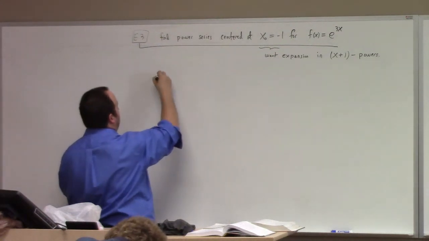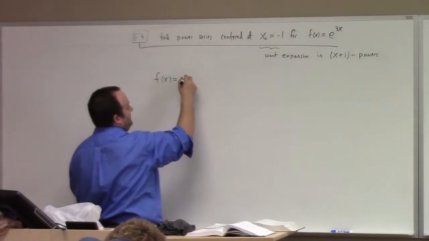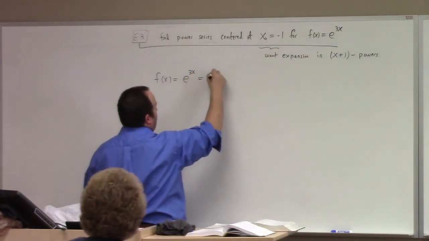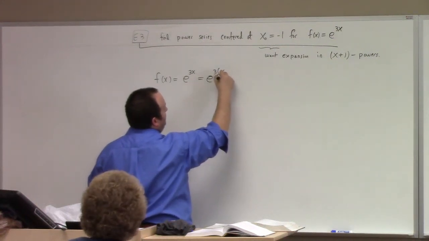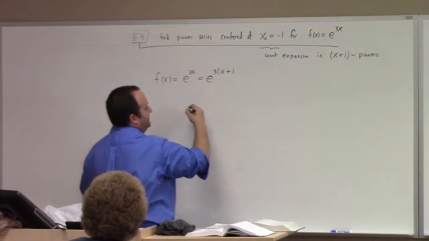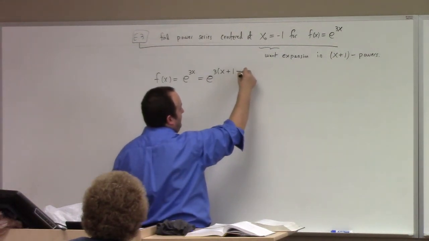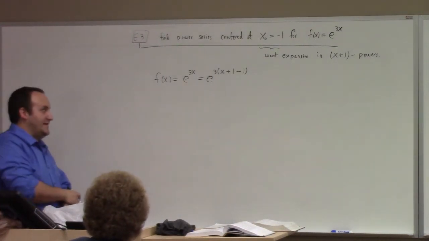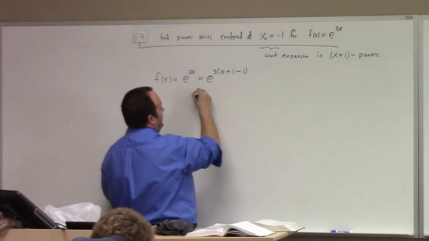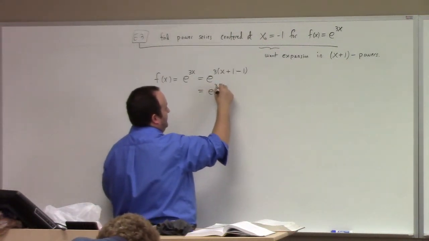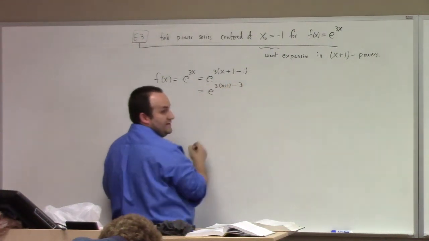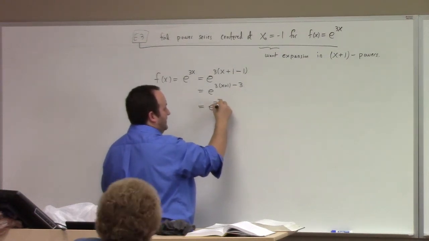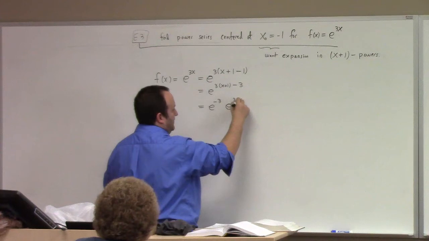To quote a certain Star Trek captain, make it so. So this is e to the 3 times, well, if I want x plus 1, make it happen. But if I do that, to be fair, I have to subtract 1. This is not the first time I've done this trick. It won't be the last. It's a good trick, though. And so this is e to the 3 times x plus 1 minus 3, right? Which by laws of algebra is e to the minus 3, e to the 3 times x plus 1.